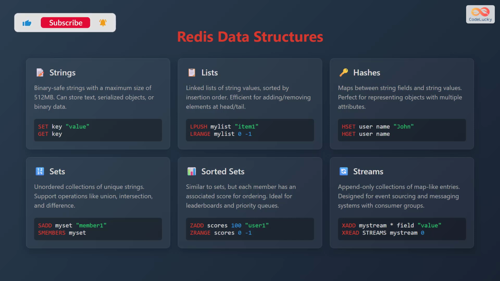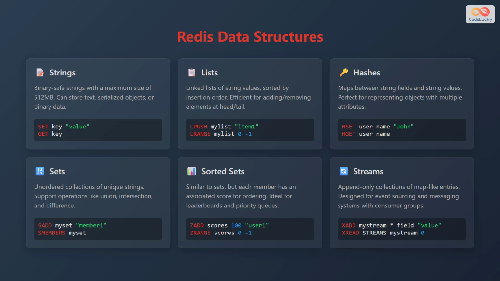Sets are unordered collections of unique strings. They support operations like union, intersection, and difference. Example: sadd myset member1, smembers myset. Sorted sets are similar to sets, but each member has an associated score for ordering. They're ideal for implementing leaderboards and priority queues. Example: zadd scores 100 user1, zrange scores 0 -1.